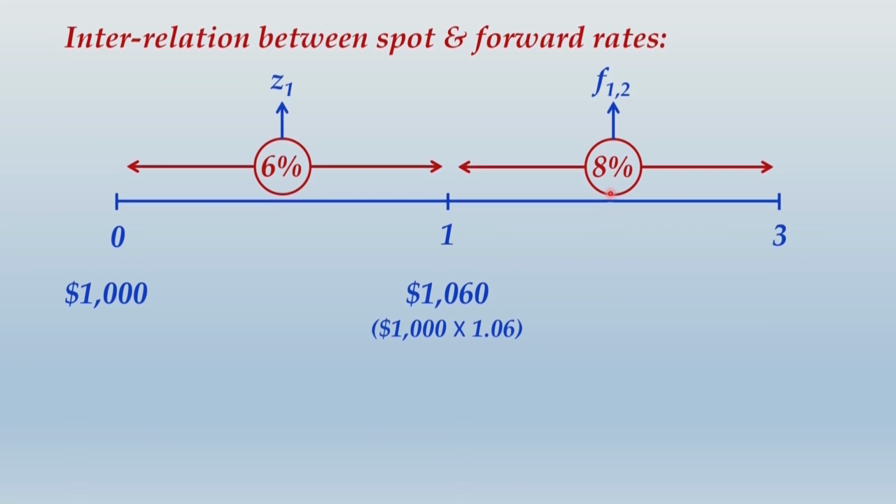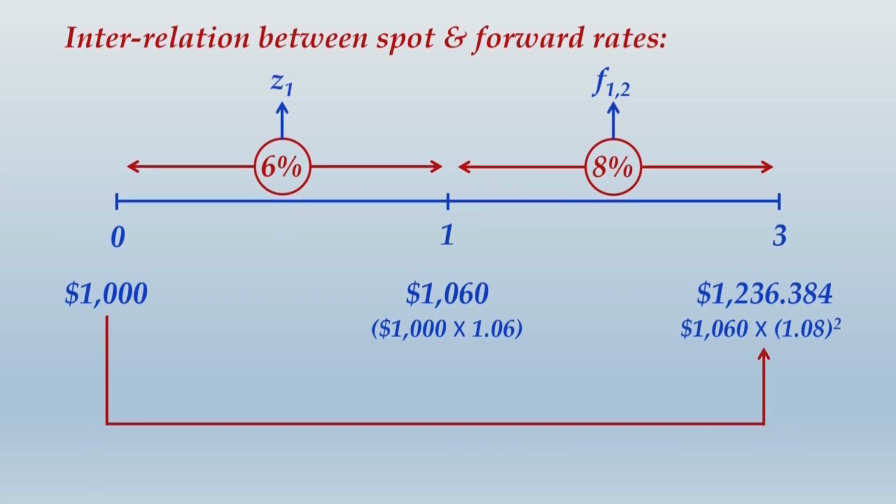That means 1.08 raised to 2 should be multiplied to 1060 to get the value at third year end, and that value comes to 1236.384. So if I connect 1000 with this, I'll be able to get the connecting rate as Z3, and we have learned how to determine Z3. I am just going to prove the forward rate model and forward pricing model through this example. Let us move ahead and now compute Z3.